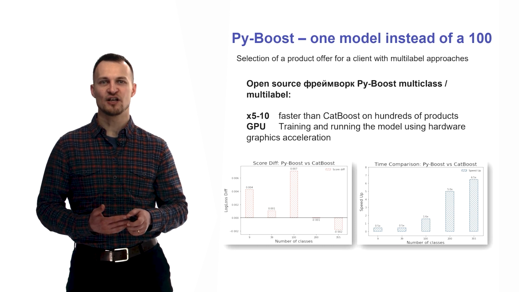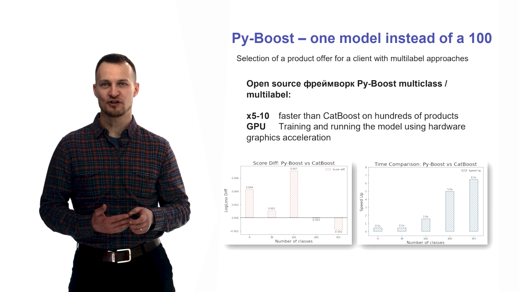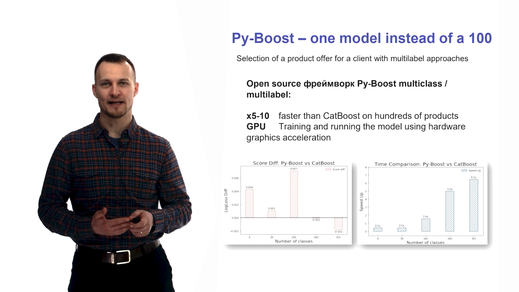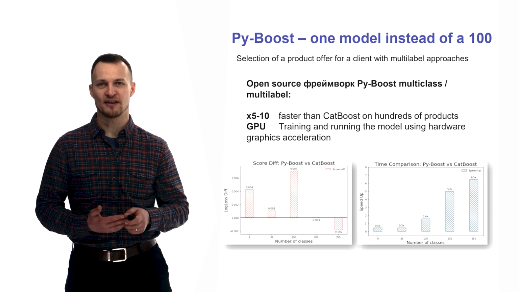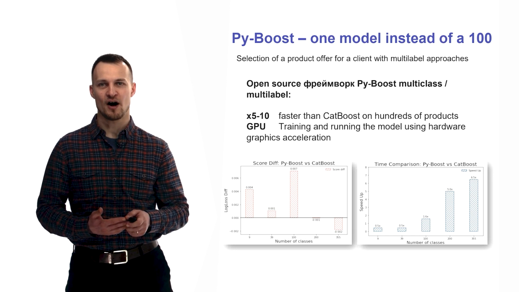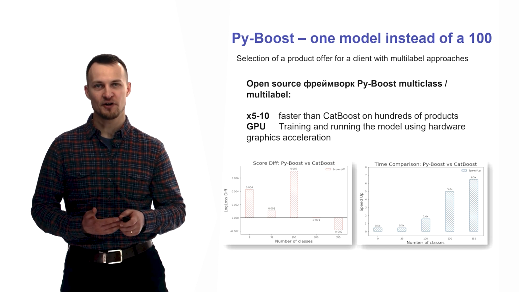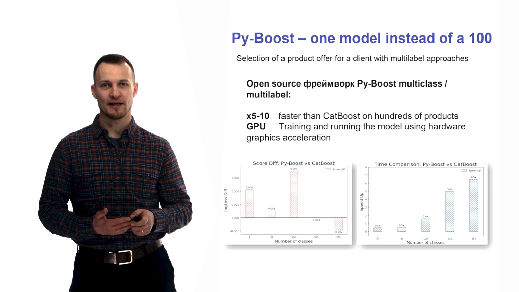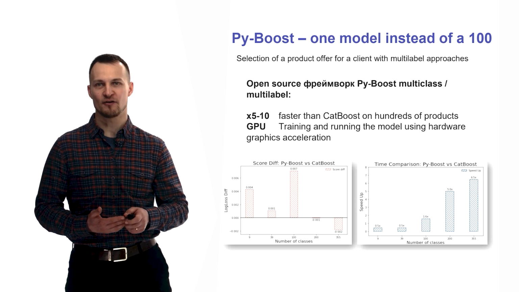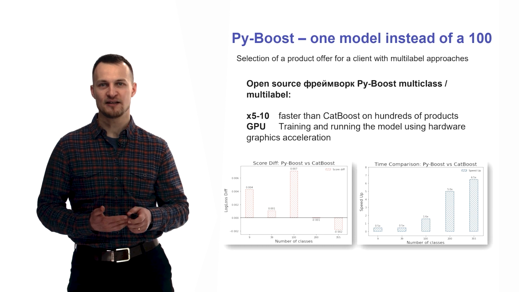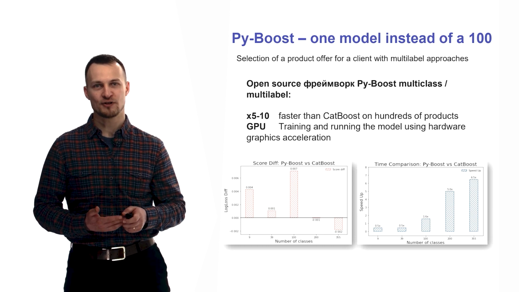There are several advantages of PyBoost. Firstly, this framework is open source. Secondly, it calculates faster and with less memory consumption compared to other tree-based approaches, which, by the way, doesn't prevent it from showing better results. Currently, this is the only algorithm that fully supports multi-label tasks without the explicit limitations that CatBoost has.